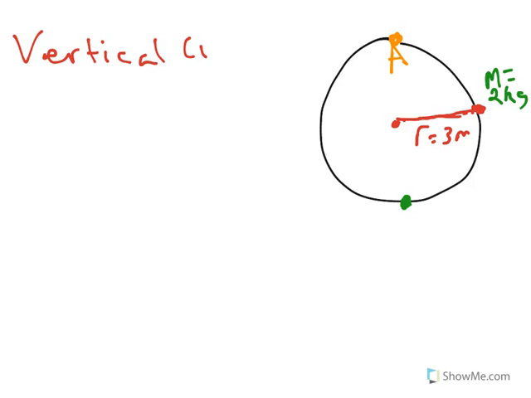What I want to know is, if this is the string right here, what is the tension in the string at point A and point B? So I want the tension at point A and the tension at point B. Let's say that this circle takes a grand total of 2 seconds to make a loop.